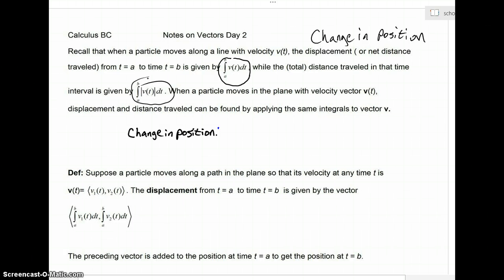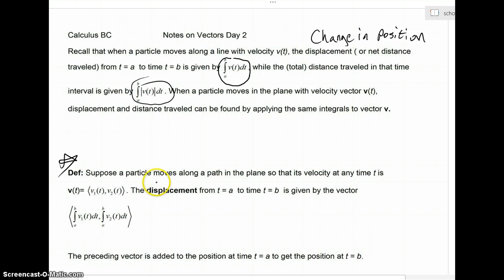So when a particle moves with velocity vector v of t, a displacement and distance traveled can be found by applying the same integrals to the vector v. So we can look right here, this definition. Suppose a particle moves along the path in a plane so that its velocity at any time t is written in component form, v1 of t, v2 of t for our x and y components.